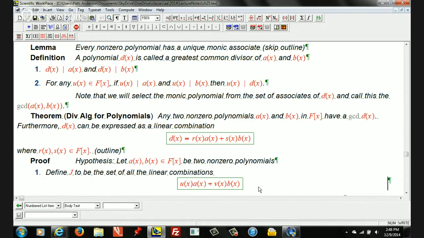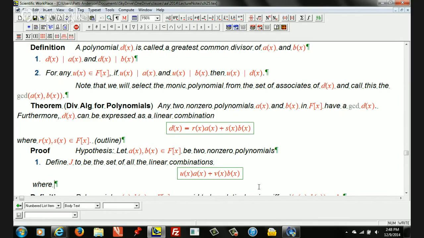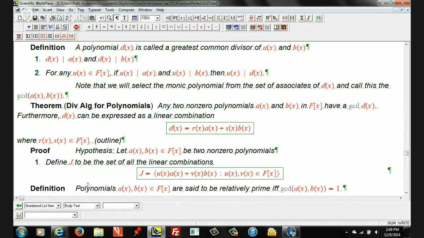So they define J to be all the linear combinations of A and B, where u of x and v of x are in F of x. In fact, I'm going to write this a little differently. We like set builder notation, right? It makes things so much smaller. Okay, so there's our J.